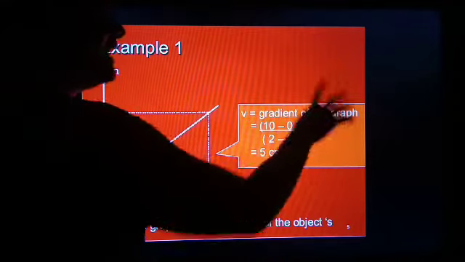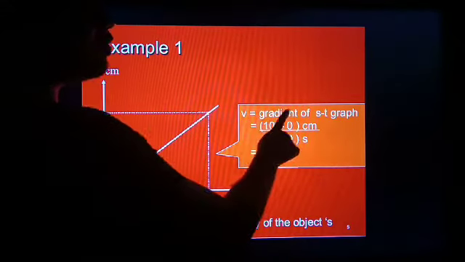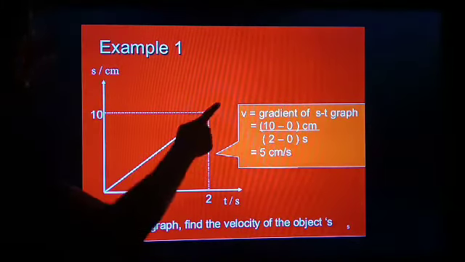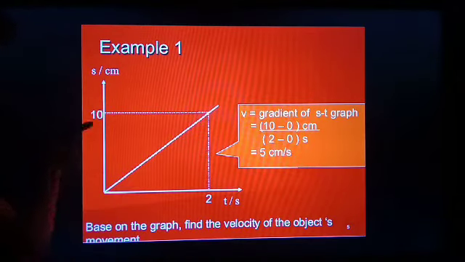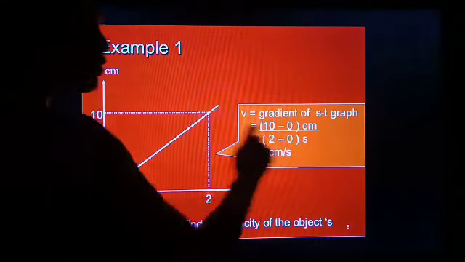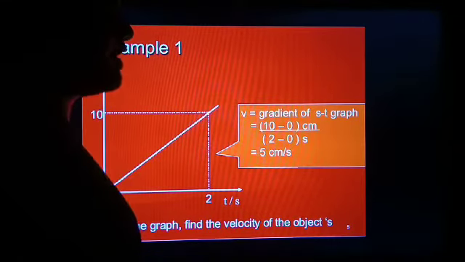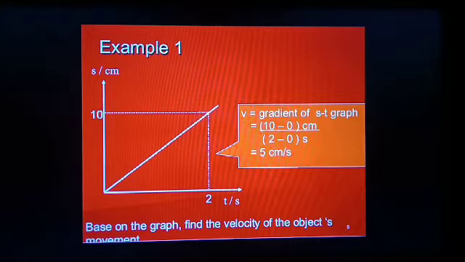Slope means gradient. So the velocity is equal to gradient of ST graph. How to find out the slope? Perpendicular upon base. Perpendicular is 10 centimeter and base is 2 seconds. So 10 by 2, that is equal to 5 centimeter per second.